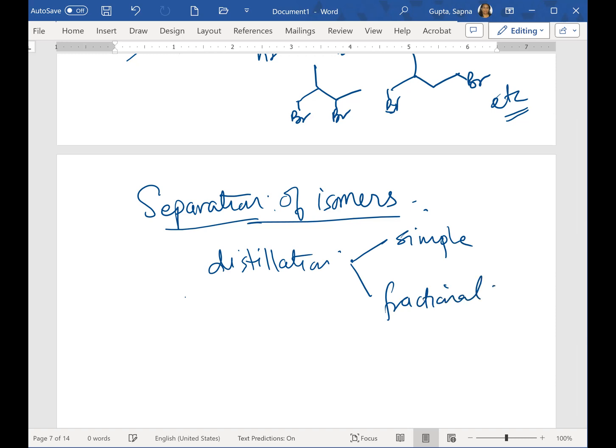So I may ask you this question: how do you separate these isomers? You can separate them by distillation. That's one of the things. The other thing is, of course, the racemic mixture. If you have chiral centers, how do you separate them? Those are done by resolution, which is really more like chiral chromatography.